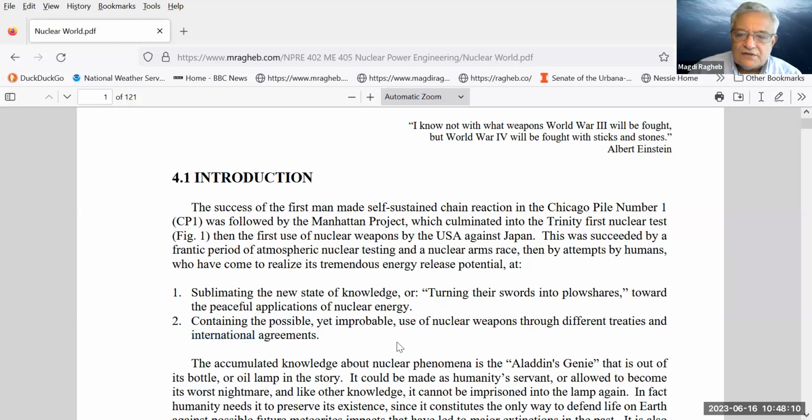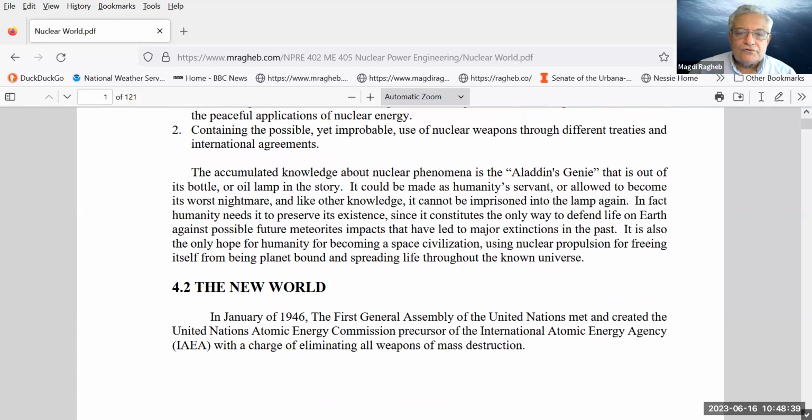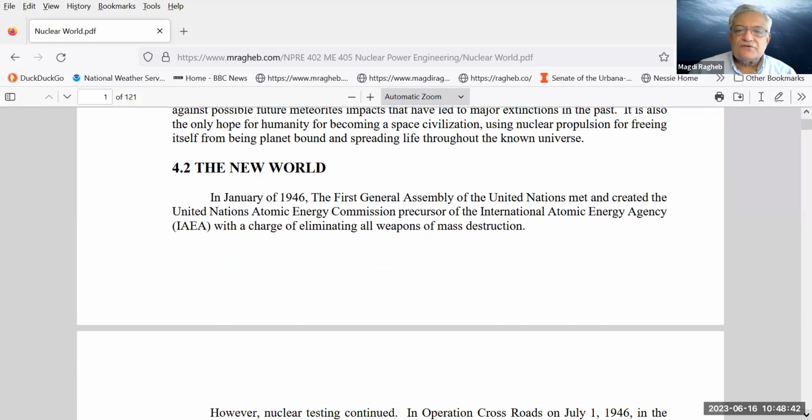The primary one is the Nuclear Non-Proliferation Treaty, where nations of the world agree to not develop nuclear weapons in return for the nuclear power states helping them develop peaceful nuclear energy. Interestingly enough, the NPT also commits the nuclear power states to eliminating nuclear weapons, but it is not happening. So we have now a new world, and in January of 1946, the General Assembly of the United Nations met and created the United Nations Atomic Energy Commission, which became the precursor for what exists today as the International Atomic Energy Agency.